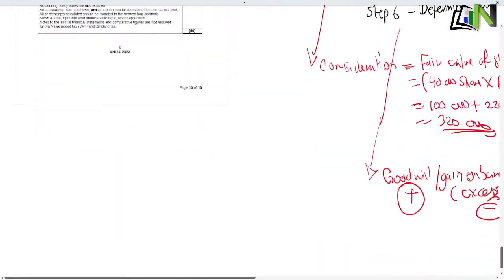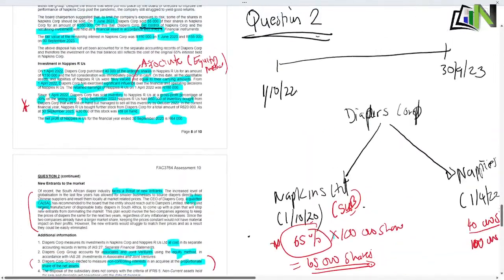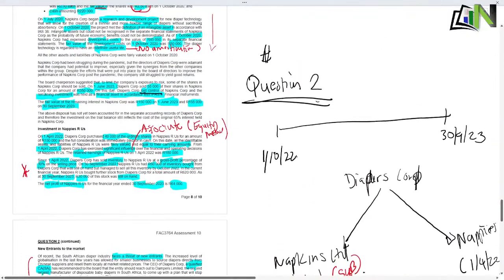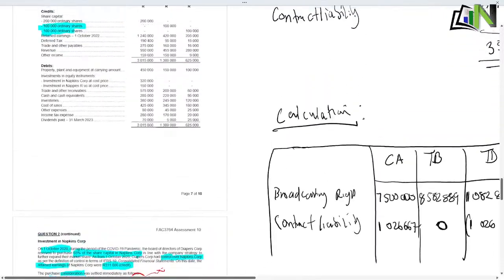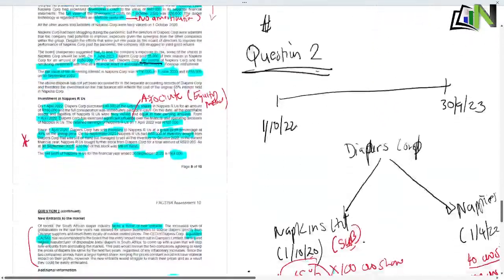So let us go now to our part B. We're going to answer our part B, but before we do that, we need to get the scenario. Where is the intergroup transaction actually coming from? Where is it? Okay, so Nappies R Us.